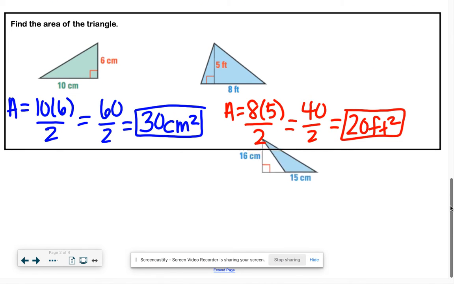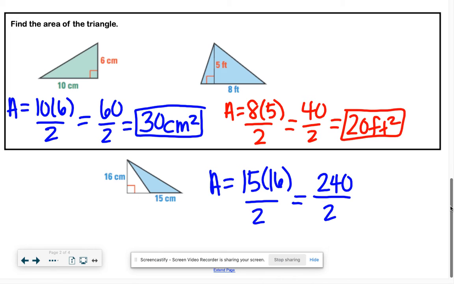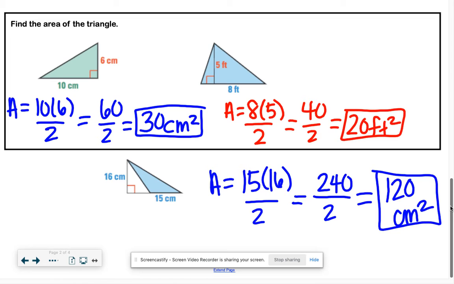I'm going to move this down here because I ran out of room. What is our base on this last one? 15. Our height is 16. What's 15 times 16? 240. That's it. Divide it by 2. 120. Woo! Killing it, folks. It's pretty straightforward. I'm just finding the area, right? Not so bad.